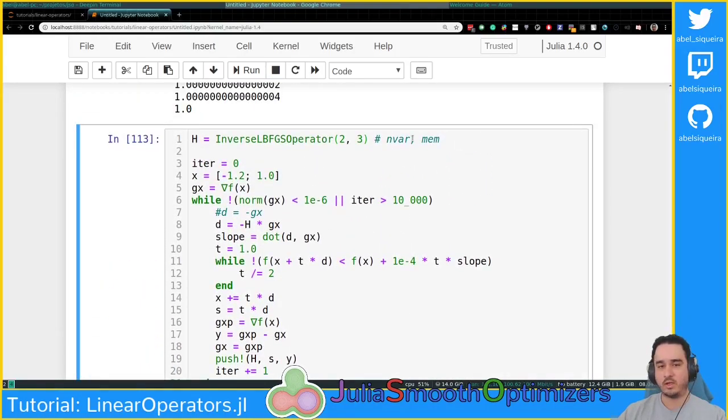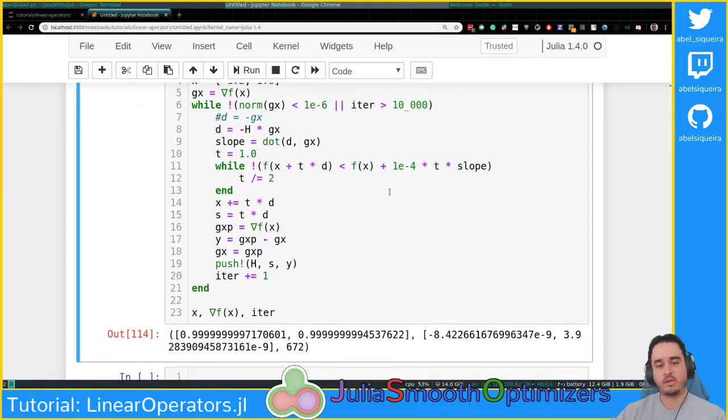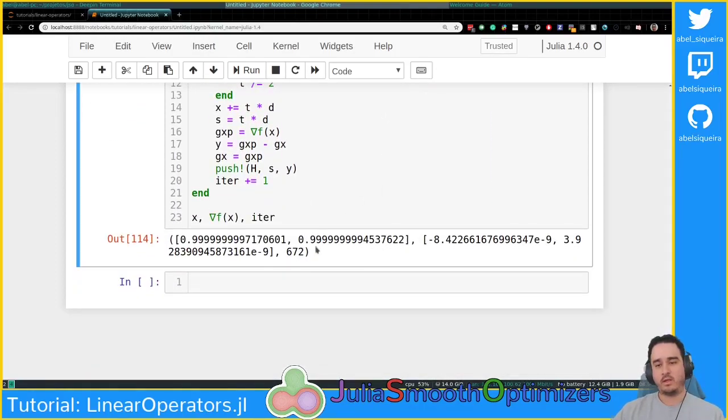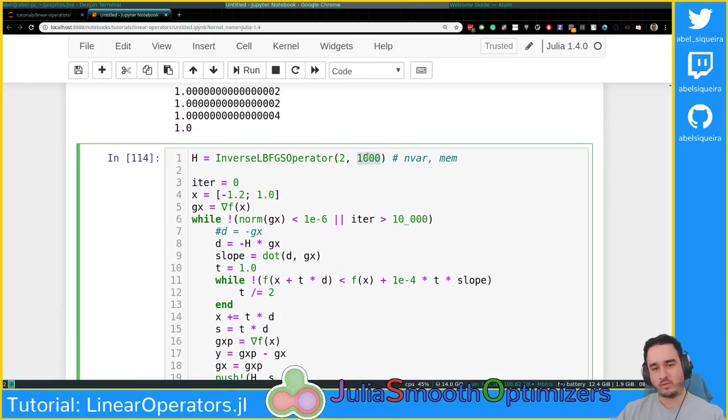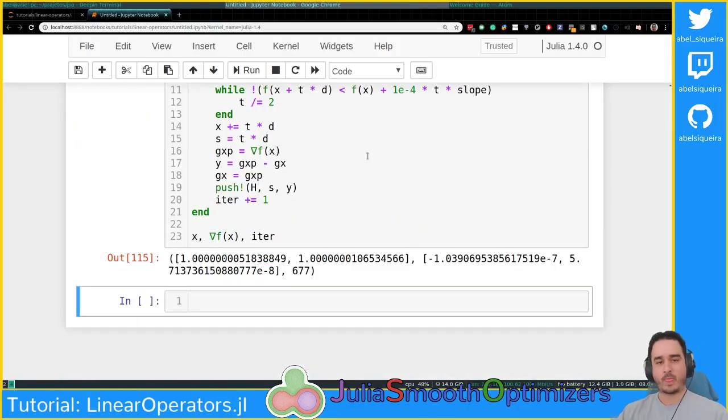So here we are testing it. I'm gonna use 1,000 in the memory. So even the BFGS non-limited works fine for Rosenbrock. Okay, not gonna leave this here so people judge me on that amount of memory.